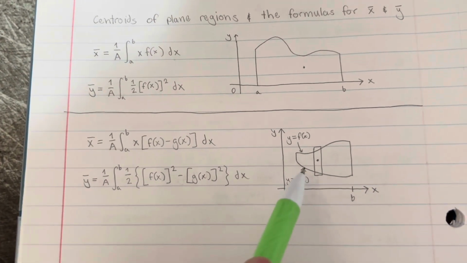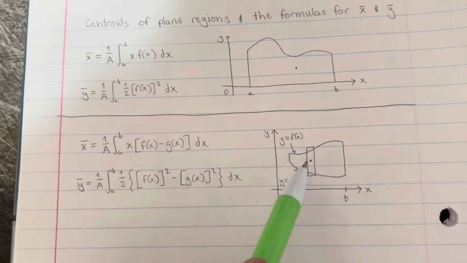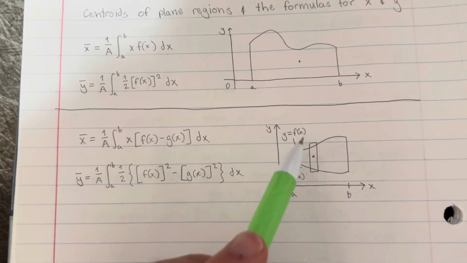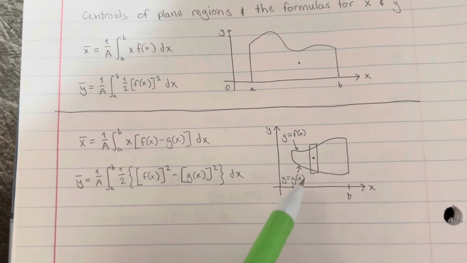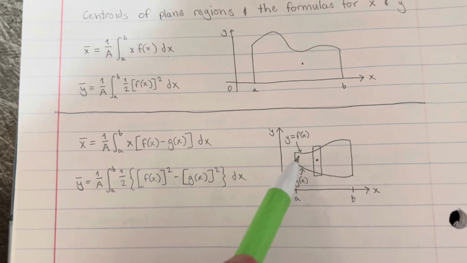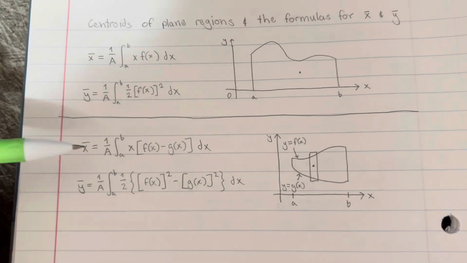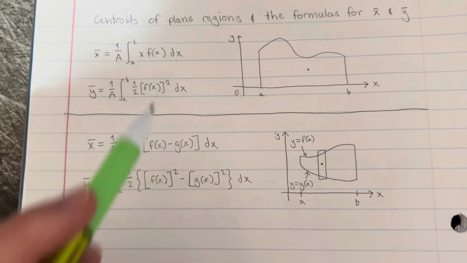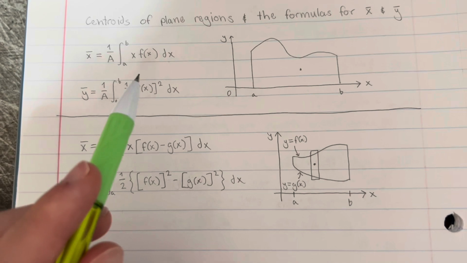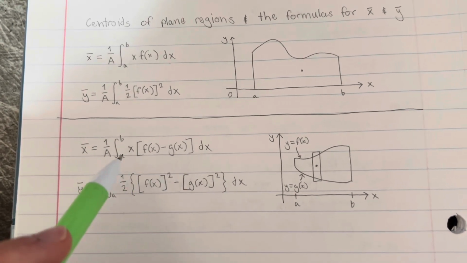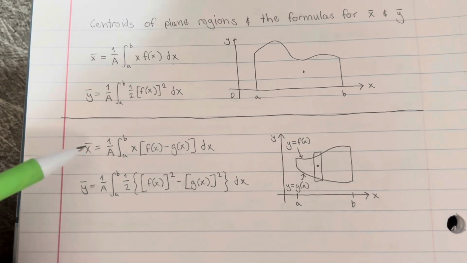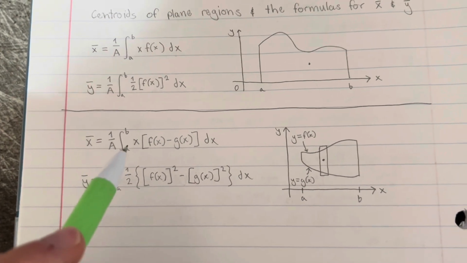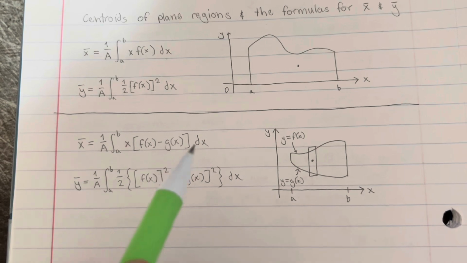But it's different for when you're trying to find the centroid in between two functions. Let's say that f of x is on top and g of x is on the bottom, and that f of x is greater than or equal to g of x. So for the x bar equation, it's pretty simple. You just plug in the minus g of x and then multiply that by x. So it would just be 1 over the area times the integral from a to b of x times f of x minus g of x dx.